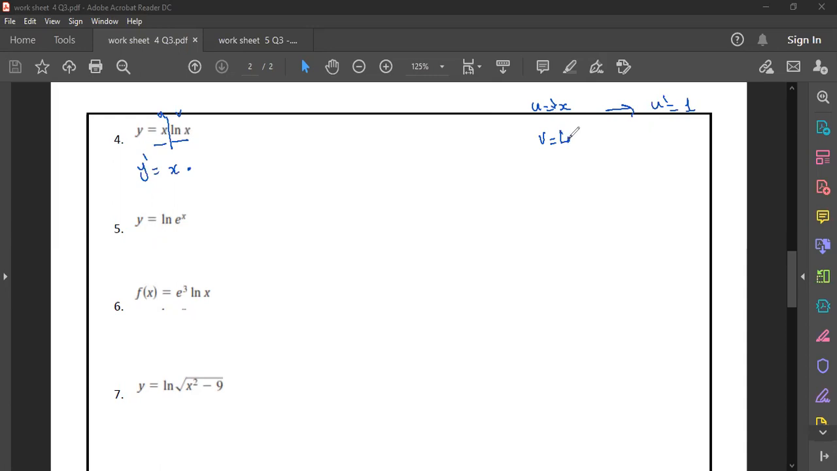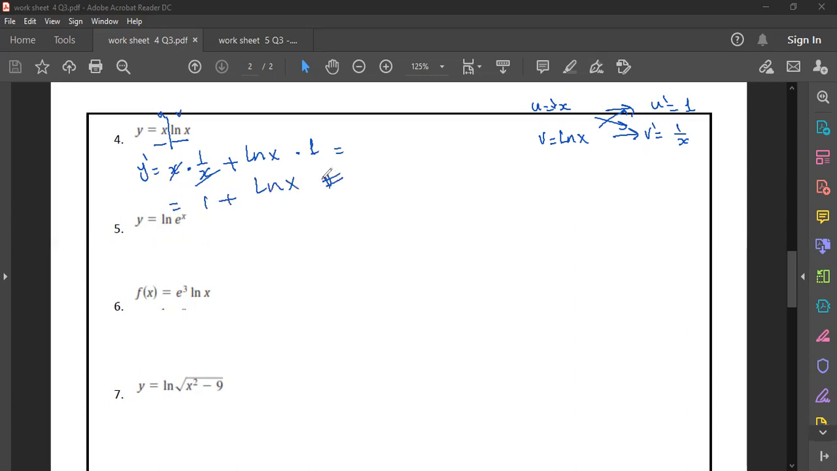Then, ln x, implying its derivative, will be 1 over x. Use a cross. You can use this way, but some of you can apply it directly without identifying what is u and v. It will be x multiplied by 1 over x plus ln x, which is the second one, multiplied by the derivative of the first, which is 1. So it will be 1 plus ln x.